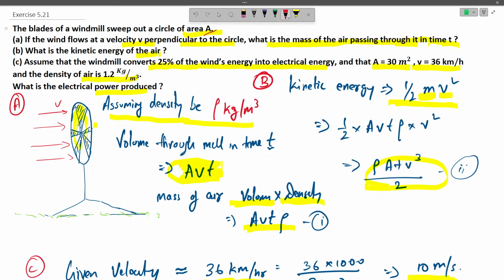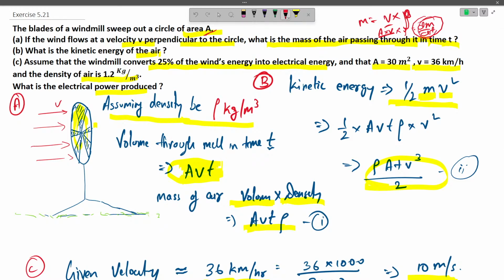Area is given. Now mass can be found by multiplying volume with density, that is rho. Volume can be found by multiplying area with the speed of the wind. This will give us the volumetric rate flowing through the windmill, and when we multiply it with density, we will get the mass flow rate dm by dt through the windmill. Now, what is the kinetic energy of the air?